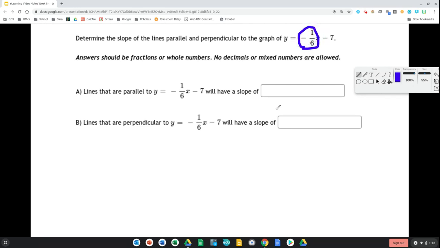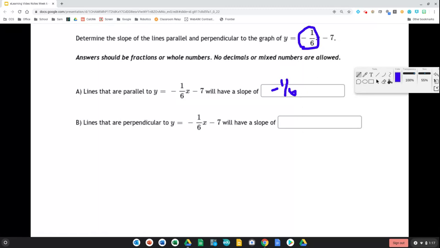If I want to find the slope of a line parallel to it, what's the slope going to be? Remember, parallel lines always have the same slope. So if this slope is negative 1/6, then my answer for parallel is going to be the same exact thing. It's going to be negative 1/6. Whatever the slope is, it's going to be the same for parallel.